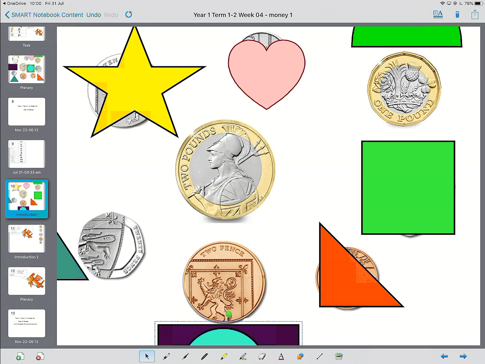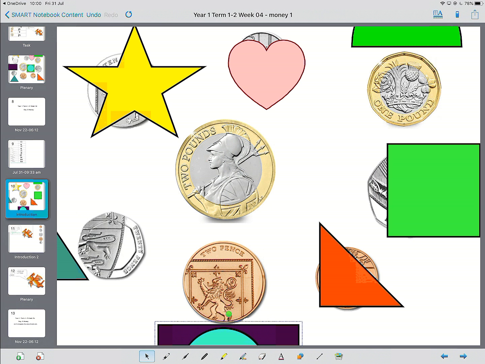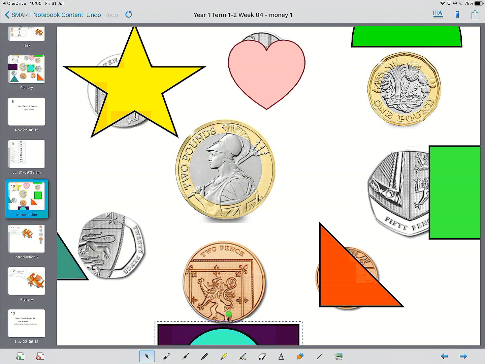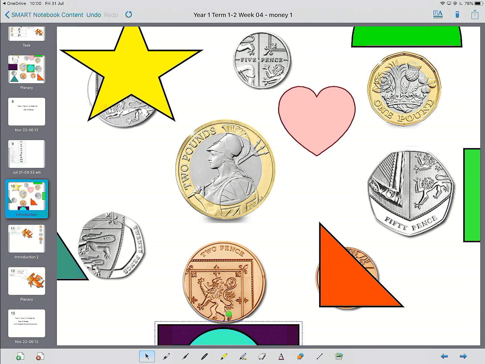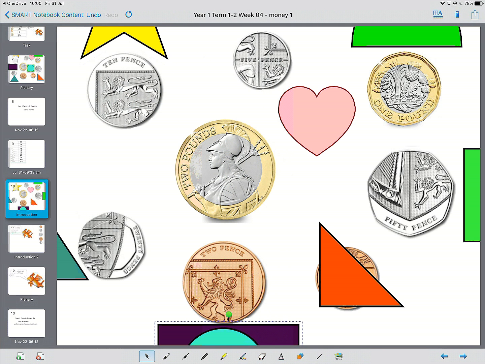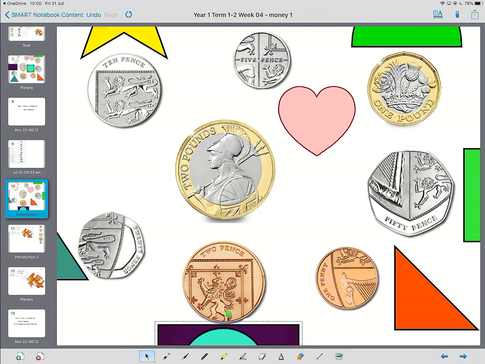Okay, what about the green rectangle, green square? Any ideas? It's big. It's not the 20p. It must be the 50p. Brilliant. And under the heart, it's the last but one silver coin. Brilliant. 5p. We're going to do the star next. Can you remember what the other silver coin is? It's a bit of a clue you could have seen peeking through. What do you reckon? That's right. It's a 10p. So what is the last coin? That's right. It is 1p.